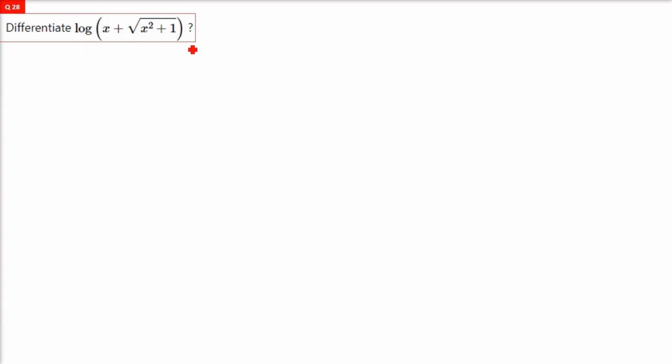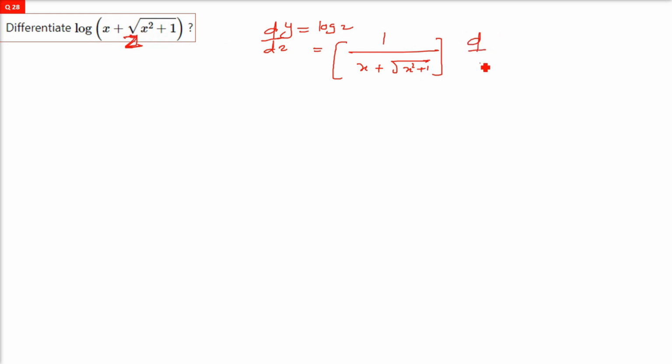Differentiate log of x plus under root x square plus 1. So assume it to be y, say, first, because we have to do the log of something. So assume it to be, say, z. So dy by dz, log z is simply 1 by z. And what is z? X plus under root x square plus 1. So this is the first step. Now this is done. Log is eliminated now. Now you can concentrate on x plus under root x square plus 1. So we'll do this one because this is the chain rule.